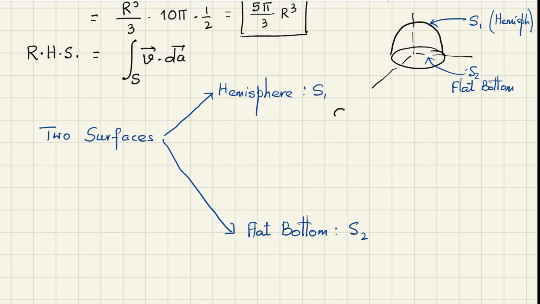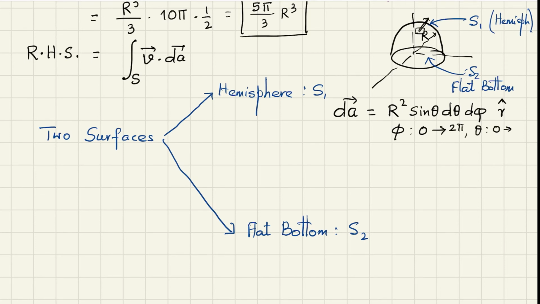First you have to do for S1 what is dA, such that we can calculate V dot dA and then integrate. So what is dA? This is the hemisphere, so dA would be, at the fixed r, this is the radius r, so it's r square sine theta d theta d phi, and any surface element on this sphere, what is the direction? Of course, it is r hat. What does phi range from? 0 to 2 pi full, and theta ranges from 0 to pi by 2 because it's only half the sphere. All right, of course, r is equal to R.